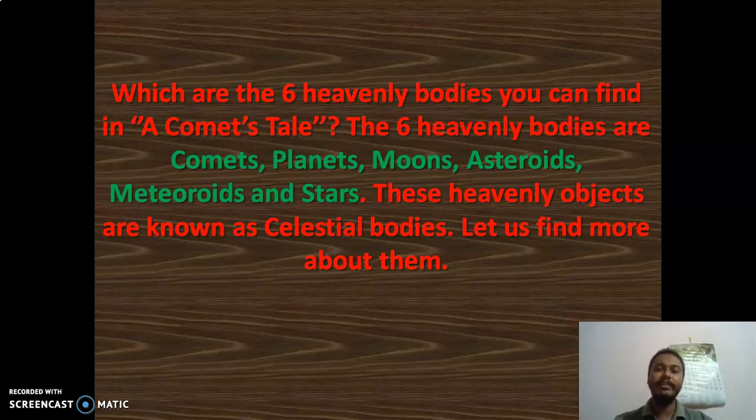What are the six heavenly bodies you find in a comet's tail? The six heavenly bodies are comets, planets, moons, asteroids, meteoroids, and stars. These heavenly objects are known as celestial bodies. So let us find out more about them.